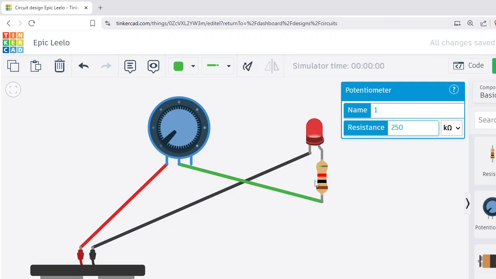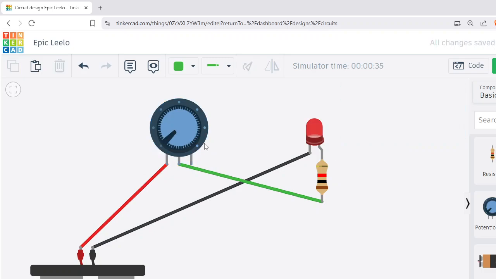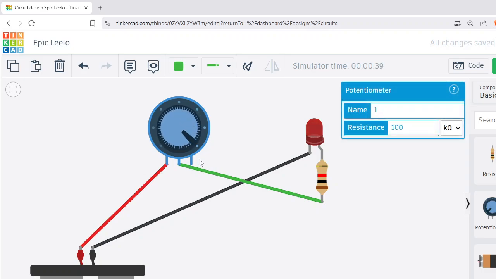Now see what is going to happen. When the wiper is in this position, there is no resistance, and when the wiper is in this condition, there is the most resistance, but the LED is still lit up. Why is the LED still on? Because it got 250 kilo ohms of resistance, 200 kilo ohms. Let's make it 100 kilo ohms and see. If I look here, it is still lit up. Why is that? Do you see what the difference is now?